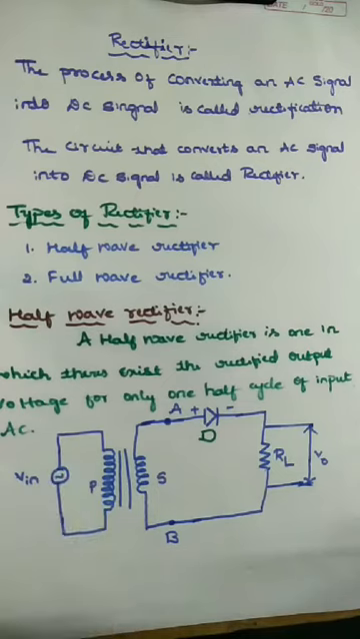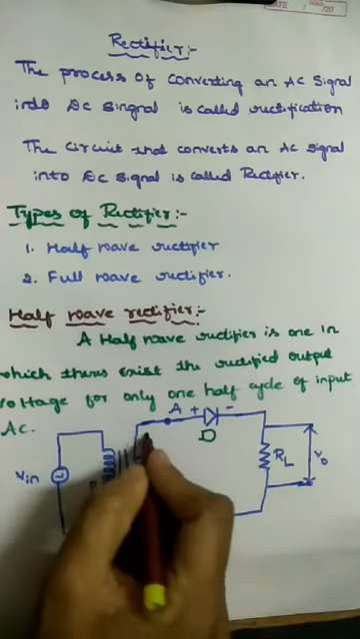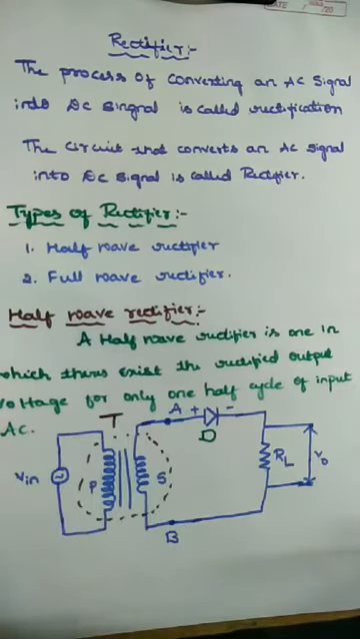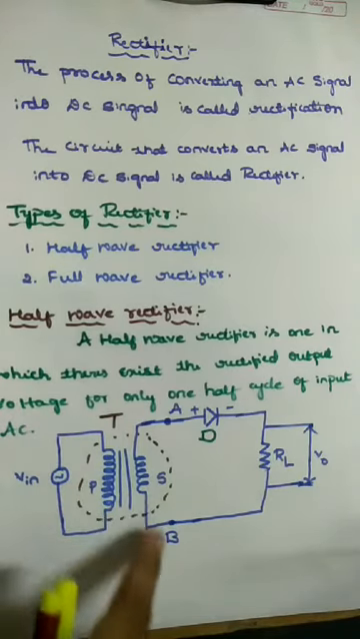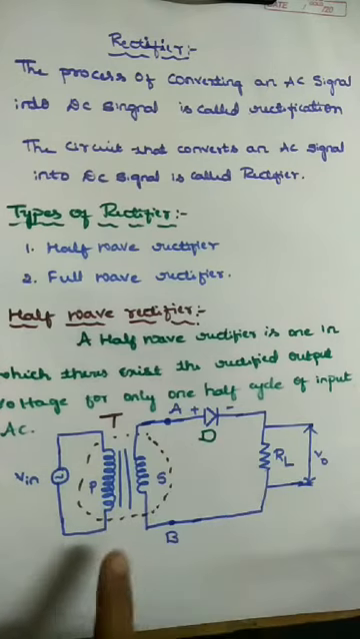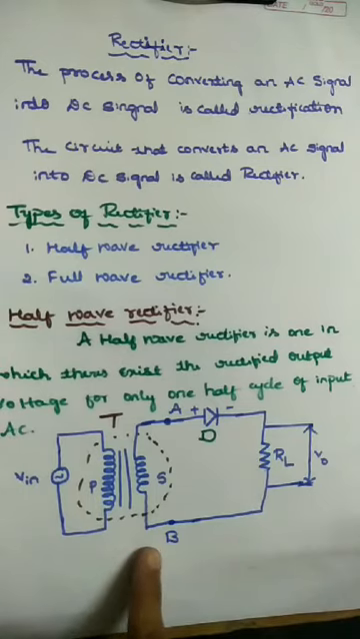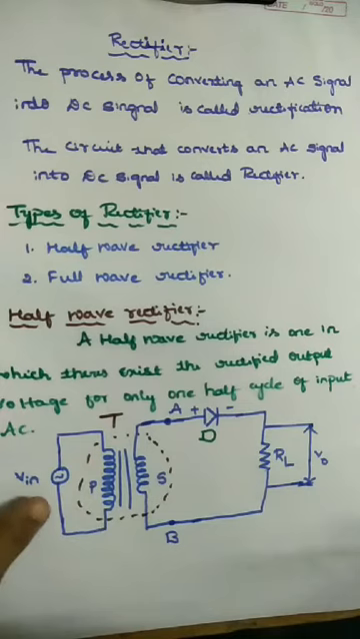This is the transformer, a step down transformer. It consists of a primary and a secondary. We can mark the transformer with a capital T. This is the primary and this is the secondary. The RL and the diode are connected in series to the secondary of the transformer. The AC voltage to be rectified is applied to the primary of the transformer, that is the V input.